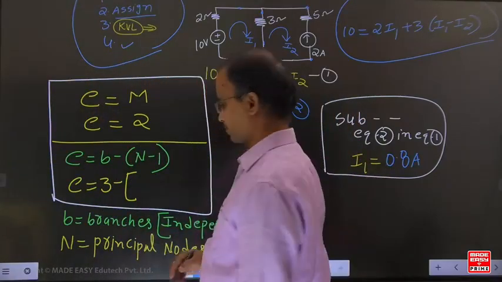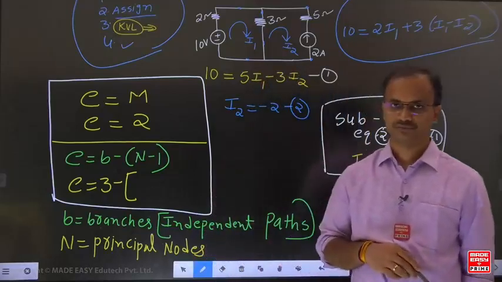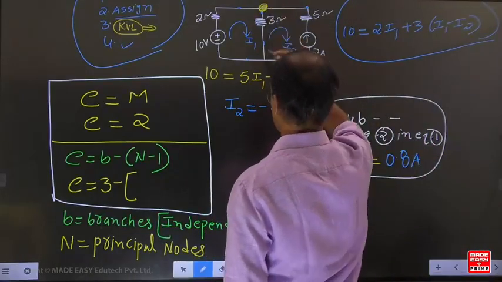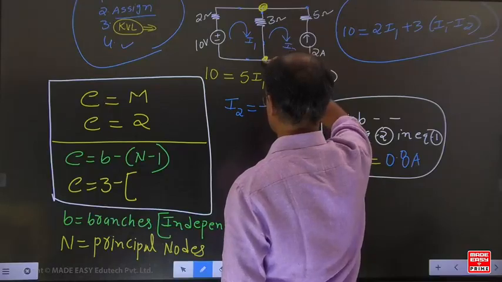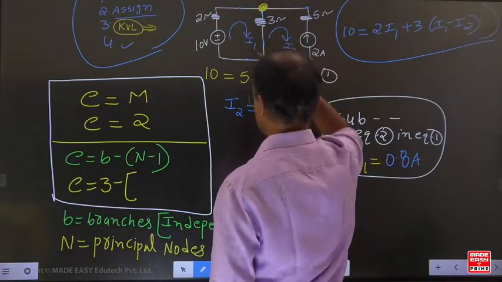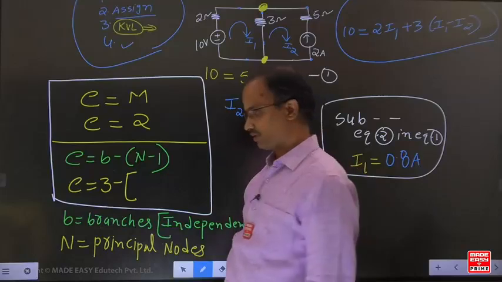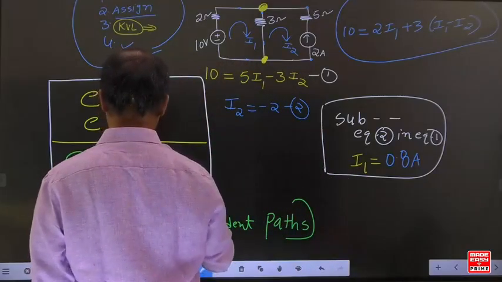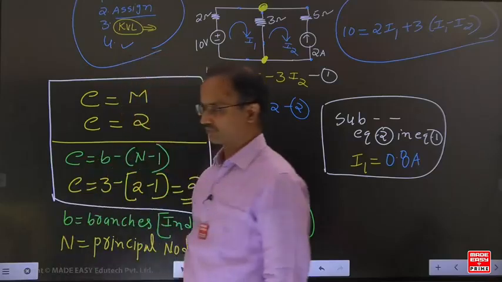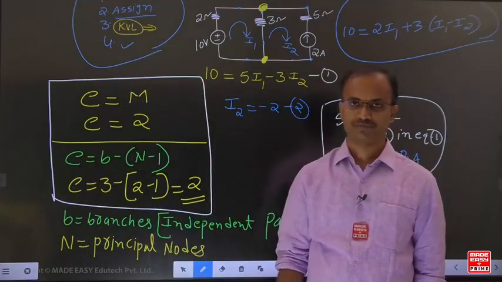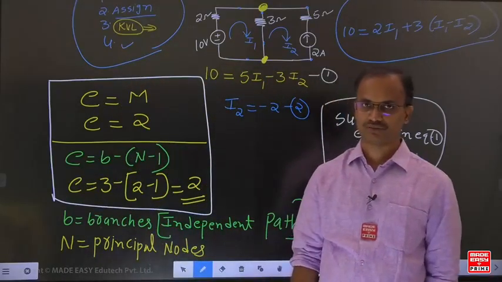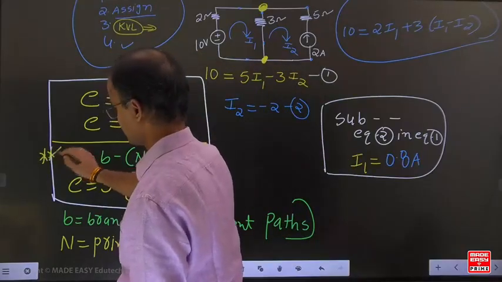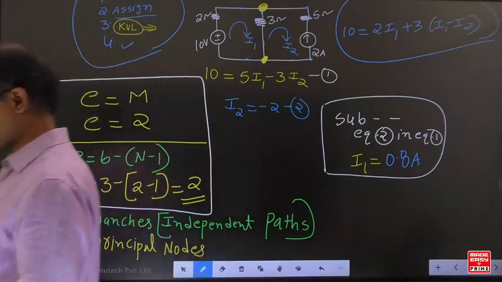Meaning of n is nothing but the total number of principal nodes. देखो जी, this is principal node 1. What about this one? Principal node 2. Total how many principal nodes are there? 2. 2 minus 1. If you simplify this one, then how many equations? 2 equations. Now this second formula is important. Objective questions के लिए second formula is important.